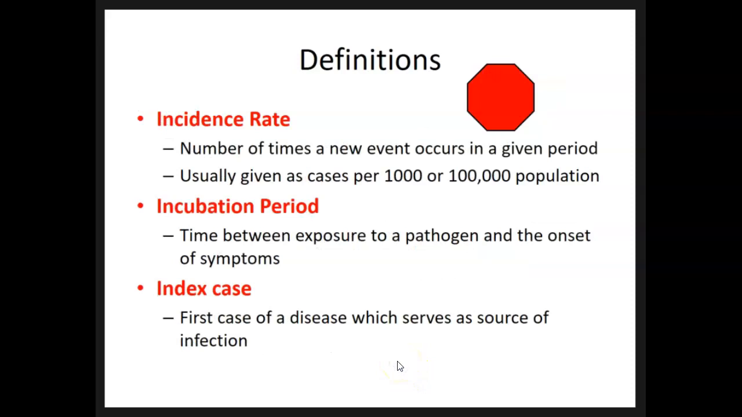The incidence rate is the number of times a new event occurs in a given period. Usually this is given as cases per 100,000 or 1,000 per population. The incubation period is the time between exposure to a pathogen and the onset of symptoms, and this can be anywhere from seconds to weeks, and we are familiar with this. The index case is the first case of a disease which serves as a source of infection.